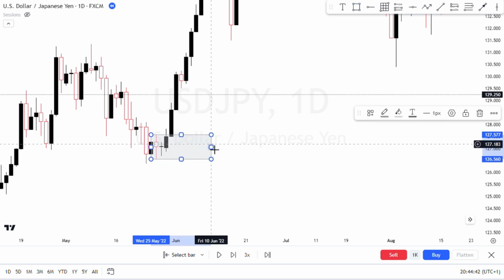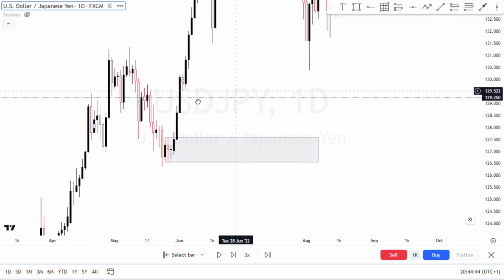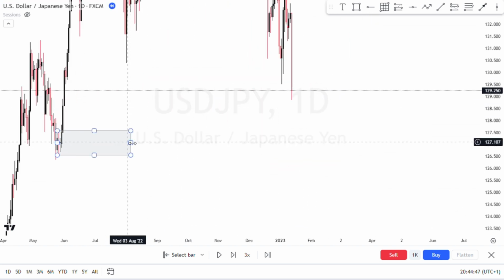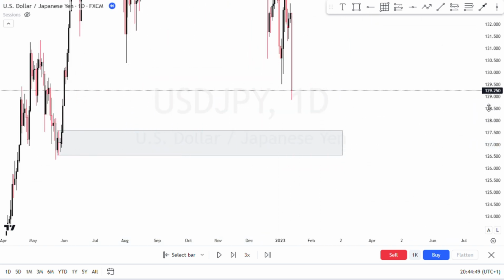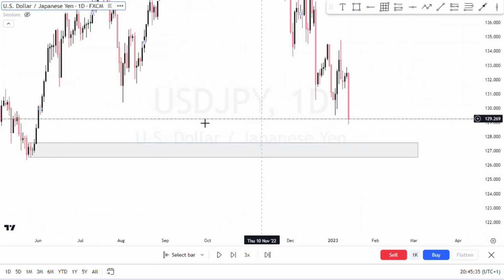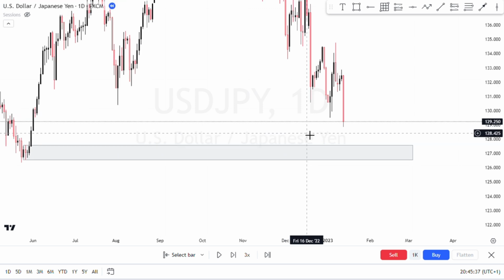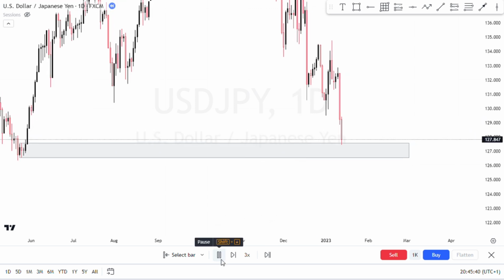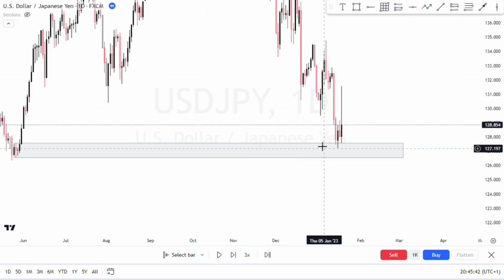So you'll be expecting price to return back to this particular order block, and after that, price to start going on a bullish trend. So let's just play it out and see if price respects this particular order block or not. So let me just play it, and you can see that price tapped into this particular order block.